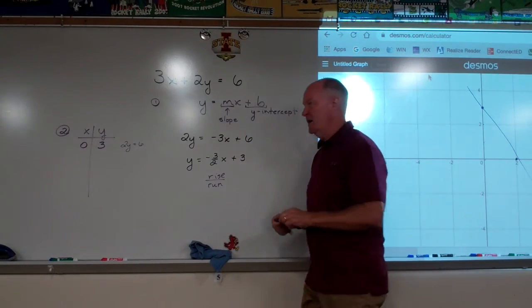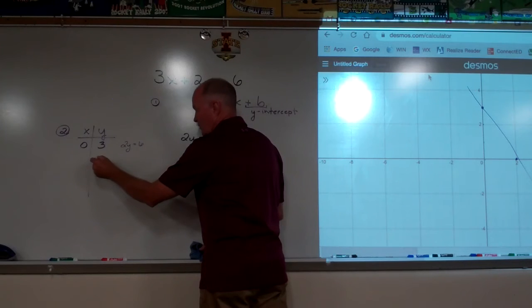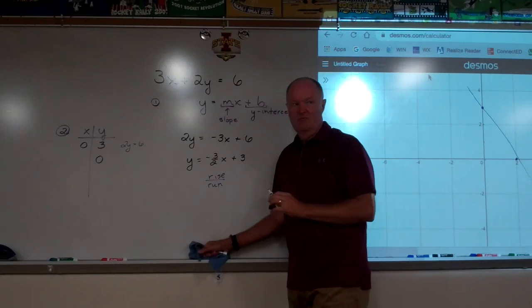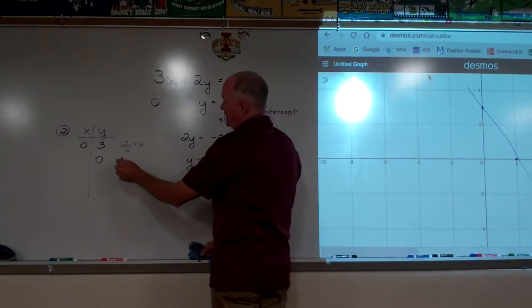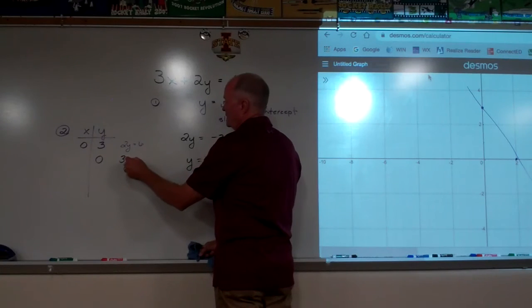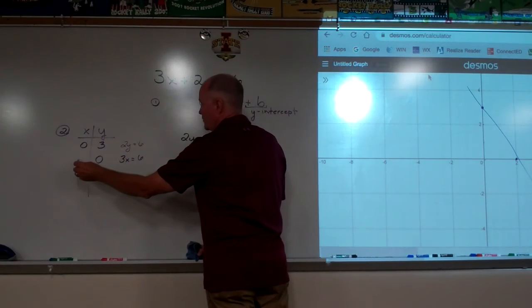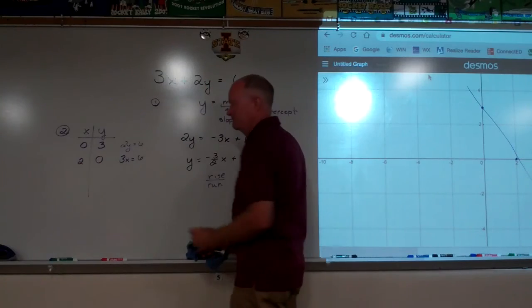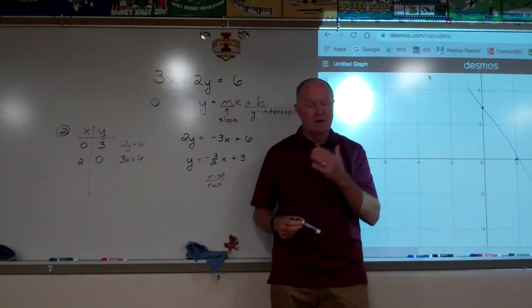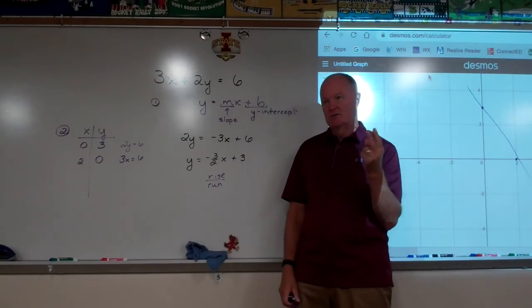The other one I'm going to check is I'm going to plug in y to be 0. And that leaves me with 3x equals 6. So x equals 2. And there's my 2 points. All I'm ever looking for is 2 points.